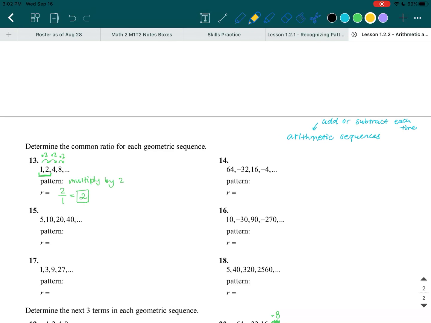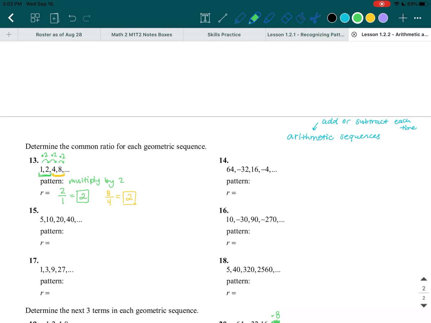Let me show you that you can get this common ratio by choosing any two consecutive numbers. So I can choose 4 and 8 because they are right next to each other. And I can do the same process, take the second number, which is 8, divide it by the first number, which is 4, and that gives us 8 divided by 4, which is 2. See, it's the same answer. So you can get the common ratio by choosing any two numbers that are right next to each other.